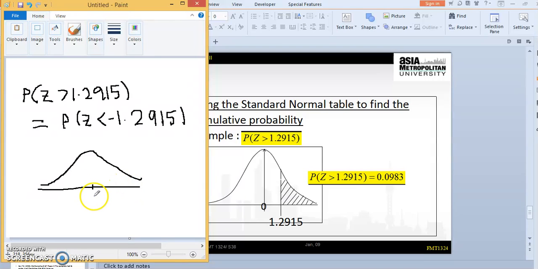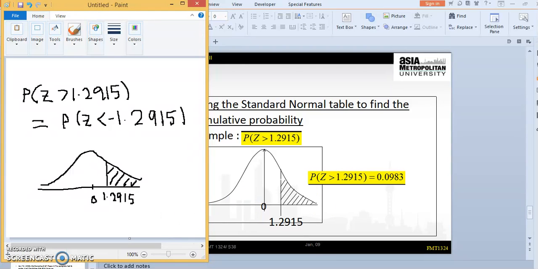Now if I draw the graph of both, this is our normal graph and this is our 0. 1.2915 would be here. And z value greater than 1.2915 would mean that we want this area here. So this is what we want in our question.